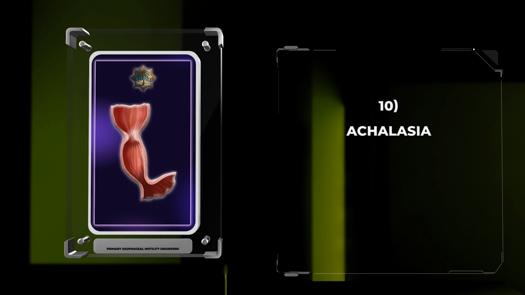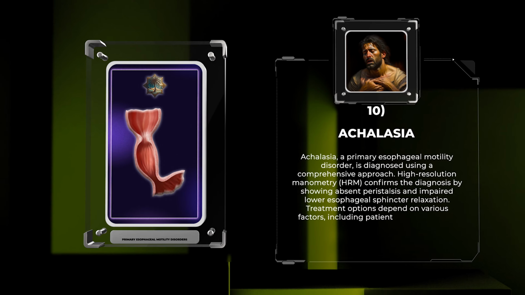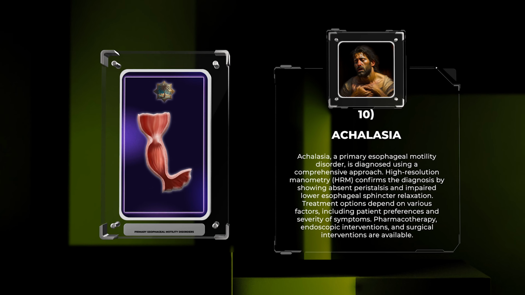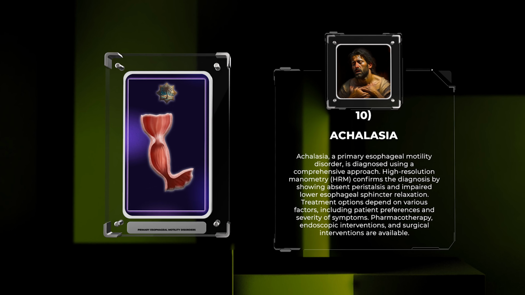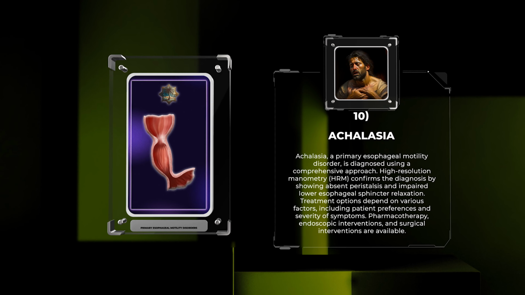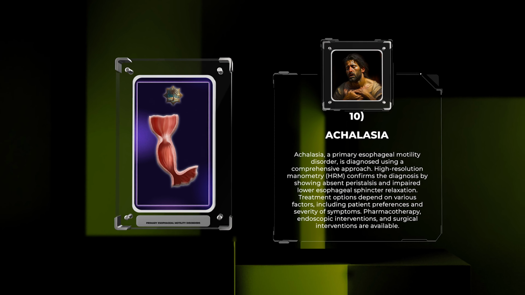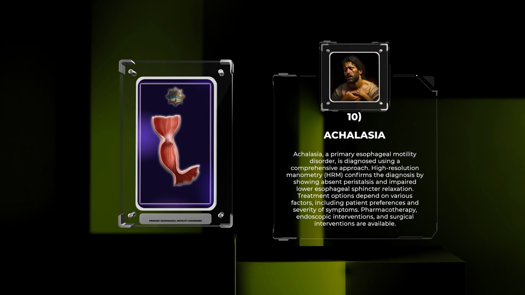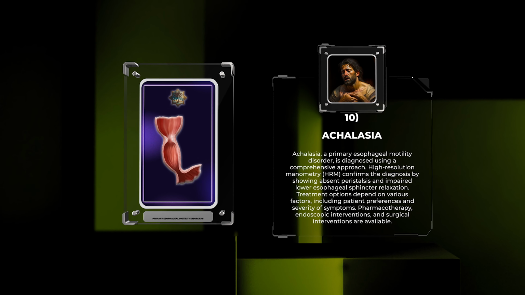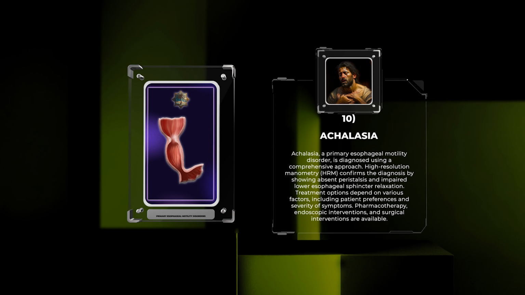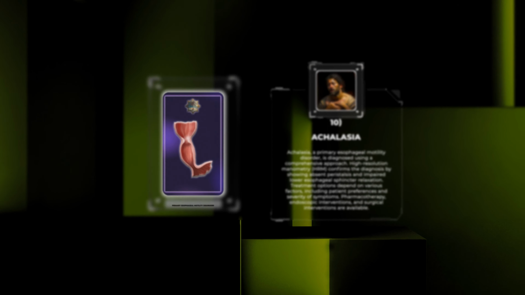Achalasia, a primary esophageal motility disorder, is diagnosed using a comprehensive approach. High-resolution manometry, HRM, confirms the diagnosis by showing absent peristalsis and impaired lower esophageal sphincter relaxation. Treatment options depend on various factors, including patient preferences and severity of symptoms. Pharmacotherapy, endoscopic interventions, and surgical interventions are available.